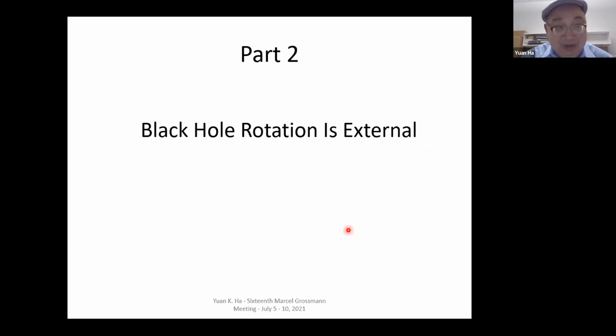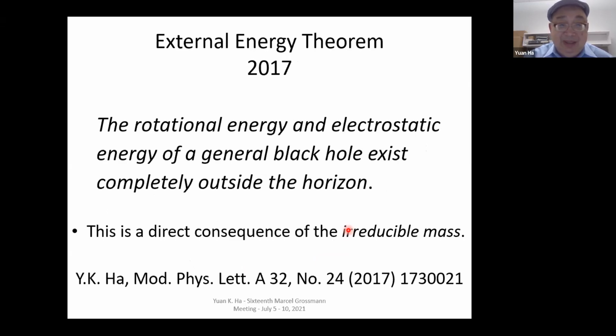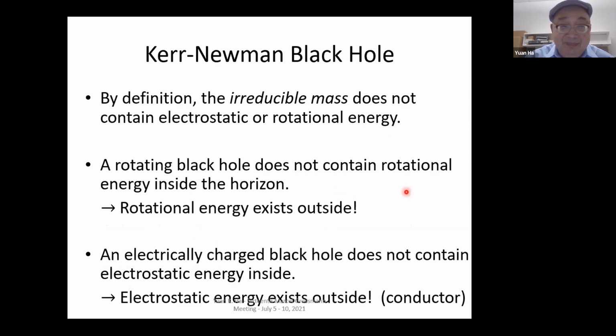Now, in part 2, we discuss black hole rotation. The external energy theorem can be stated here: the rotational energy and electrostatic energy of a general black hole exist completely outside the horizon. This is a direct consequence of the irreducible mass. By definition, the irreducible mass does not contain electrostatic or rotational energy.